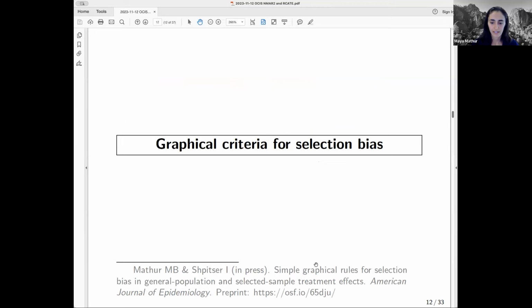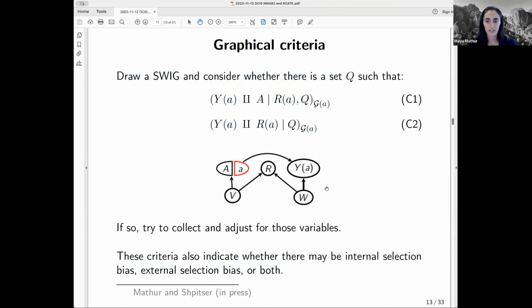All right. So this is based on drawing a SWIG rather than a DAG. Essentially, we have one condition that tells us whether there's internal selection bias and a second that tells us whether there could be external selection bias. The first of these two conditions is essentially just saying, for some conditioning set Q, is there a backdoor path in the SWIG between Y^a and A, conditional on both R^a and that set Q? And the second condition is just saying, is there any path between Y^a and R^a that's unblocked, conditional on Q? So we could look at our SWIG and see if there exists a set Q that fulfills these criteria, and then we could collect and adjust for those.